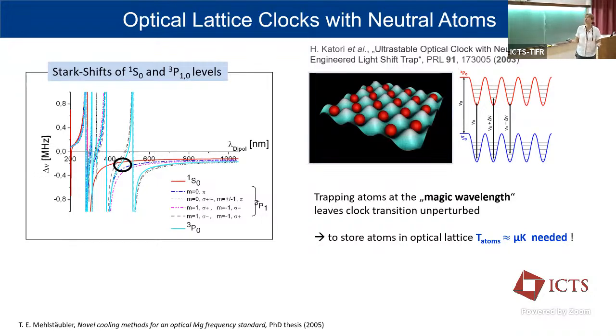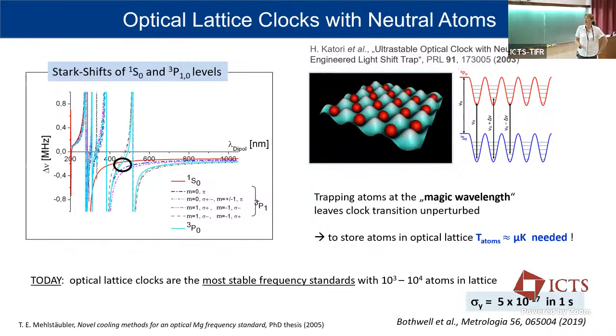And that was this ingenious idea of Katori, that he proposed, and that gave a real boost to the neutral atoms. You could locate them in the Lamb-Dicke regime, you could do high precision spectroscopy without Doppler effects, and nevertheless not have any Stark shift issues. And these types of clocks today actually have the world record in the most stable frequency standards, with 5 × 10⁻¹⁷ in a second, that was published by Bothwell in 2019.